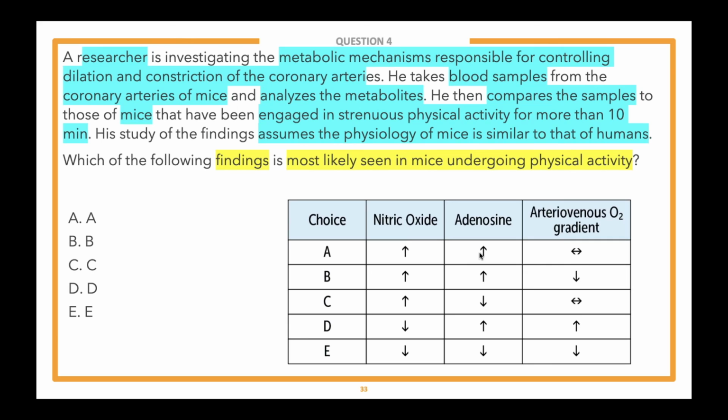the AVO2 gradient. In answer choice B, it's saying that nitric oxide and adenosine are increased, but that the AVO2 gradient is decreased. And lastly, answer choice A, also saying that nitric oxide and adenosine are increased, but that the AVO2 gradient is unchanged. So make sure you're taking a good look at those arrows. We'll give you a couple seconds to take an extra look at that table.